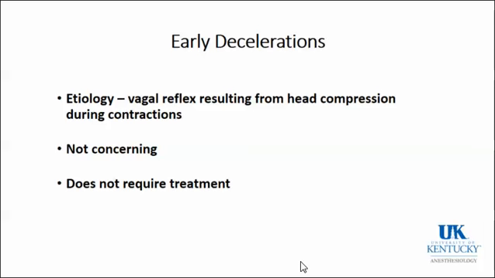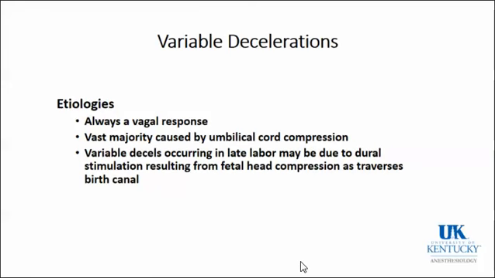So, as I said, you need to not just be able to identify them, but understand what they mean. Early decelerations are generally felt to be a vagal reflex that results from head compression during contractions. They are not concerning. They don't require any sort of treatment. Variable decelerations are also a vagal response, and in the vast majority of cases, this results from umbilical cord compression. Although variable decels occurring very late in labor may also be due to intense dural stimulation as the fetal head gets compressed as it traverses the birth canal.